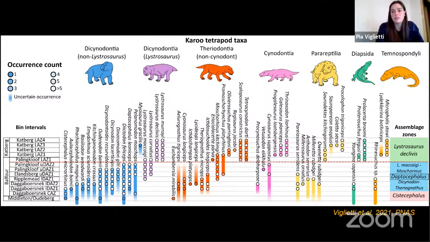And based on absolute ages of the stratigraphic succession, we estimated the study interval represents about 4 million years, with each bin representing about 300,000 years.